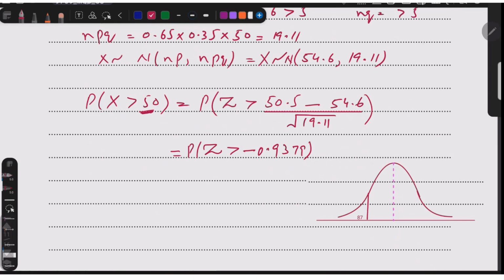When you show this information on the bell curve, it is 0.9379, and the greater sign shows that this would be the number. 0.9379, and we find the probability by using the calculator or by using the table.